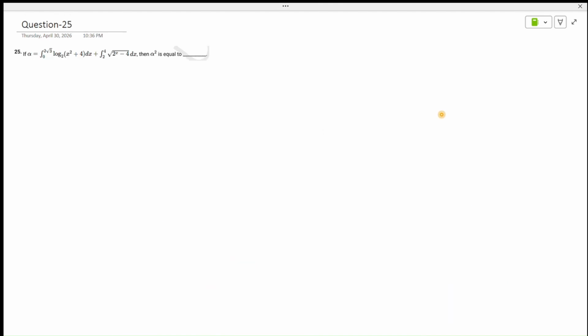Now let us look at the last question. If alpha is equal to integral of two different functions, then alpha square is equal to. If you look closely, the first function, if you assume it as f, then this is nothing but f inverse of the function. So there is a formula for this type of questions. Integral a to b f plus integral f of a to f of b f inverse is equal to b into f of b minus a into f of a. So we'll simply substitute the values.